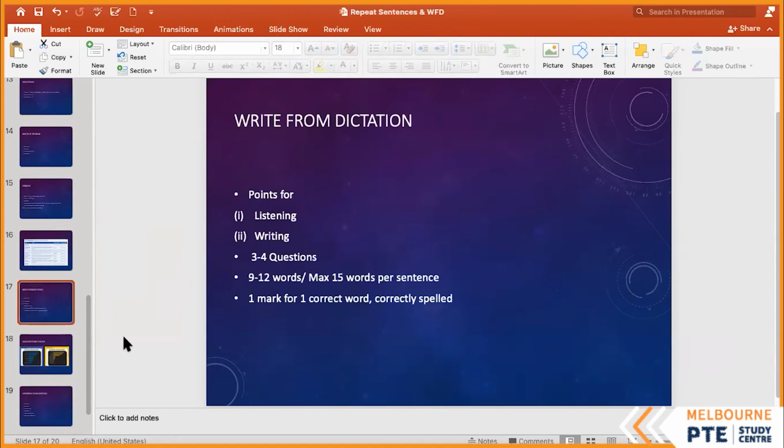Let's go through the strategy. So what is the strategy? Now I'm going to teach you guys only two, nothing else other than that. I will teach you only two strategies you are going to get from me. One for repeat sentence and one for write from dictation. All right, give me a second. Let me share my screen with you guys.